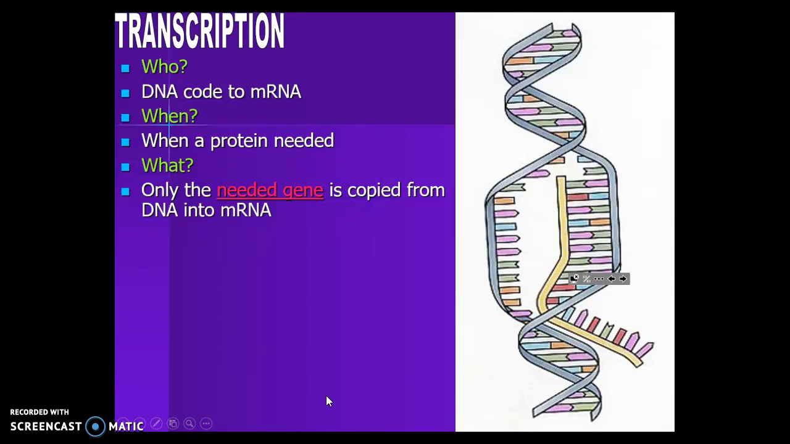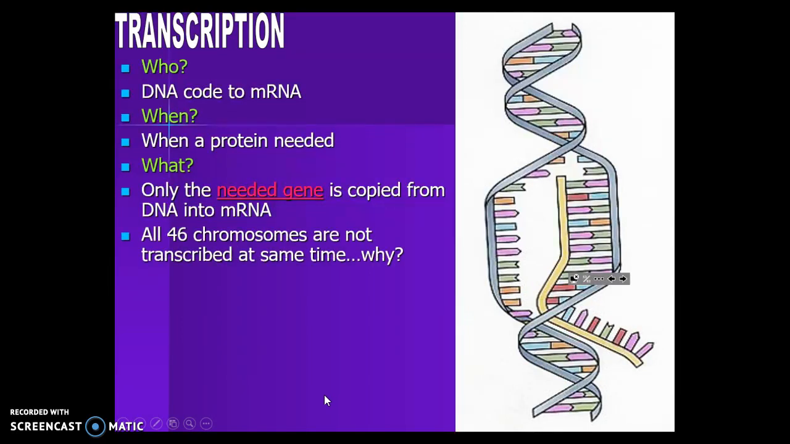Now, all 46 chromosomes are not transcribed at the same time. Now, why would they not be transcribed? Well, in the process of transcription, we're going to make a protein, and we know that one gene can code for one protein. If we were to transcribe all 46 chromosomes, there would be a lot of unnecessary proteins constructed. That is why only the selected gene that produces the appropriate protein for the function that is needed to be performed is what is transcribed.